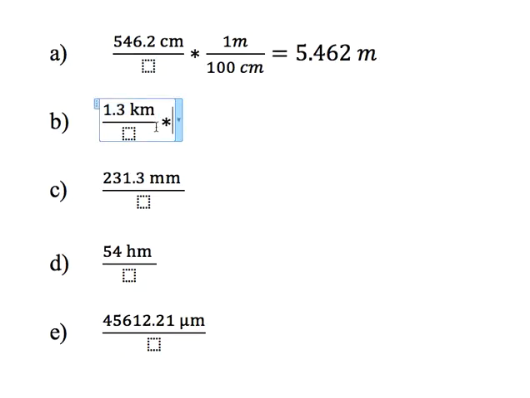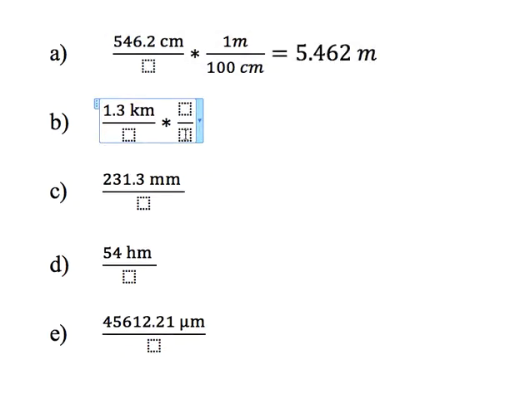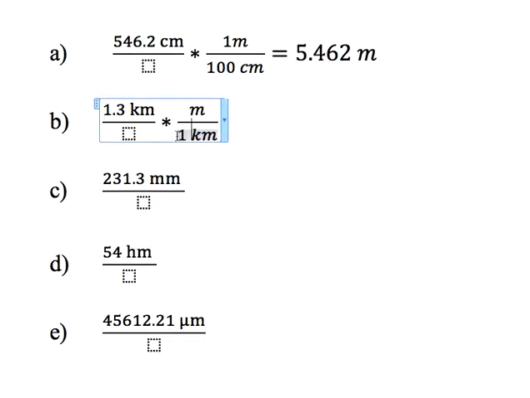Okay, so my next one here, I'm also going to switch this to meters, to my base unit. So I'm going to multiply this by another conversion factor. And again, I'm going to fill in my units first. I know I want to get rid of kilometers, so I'm putting that on the bottom, and I want to go to meters. And I'm going to think to myself, okay, now which one is the larger unit? Is it meters or kilometers? And I know that kilometers is a larger unit, so I'm going to put a 1 next to that.